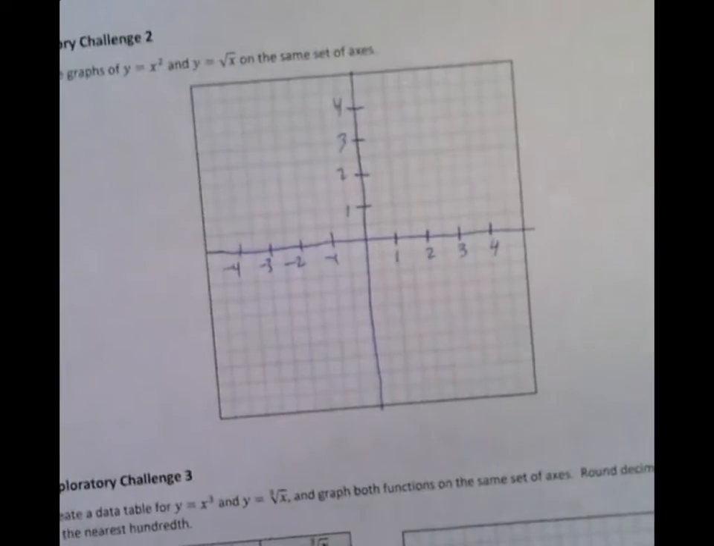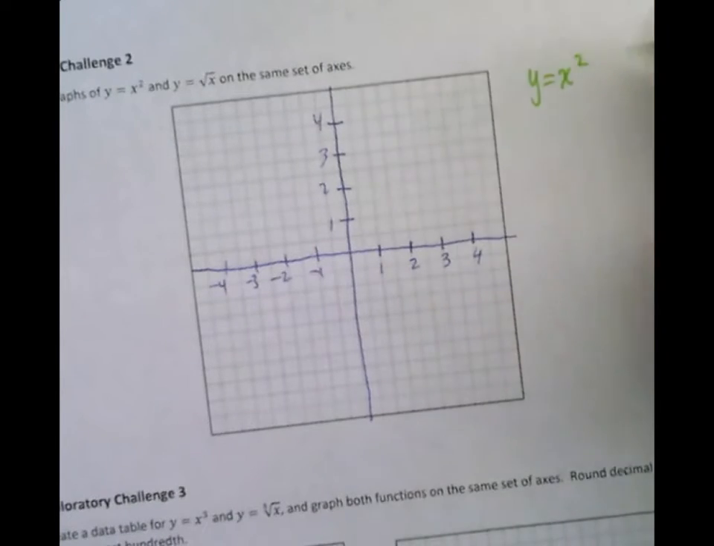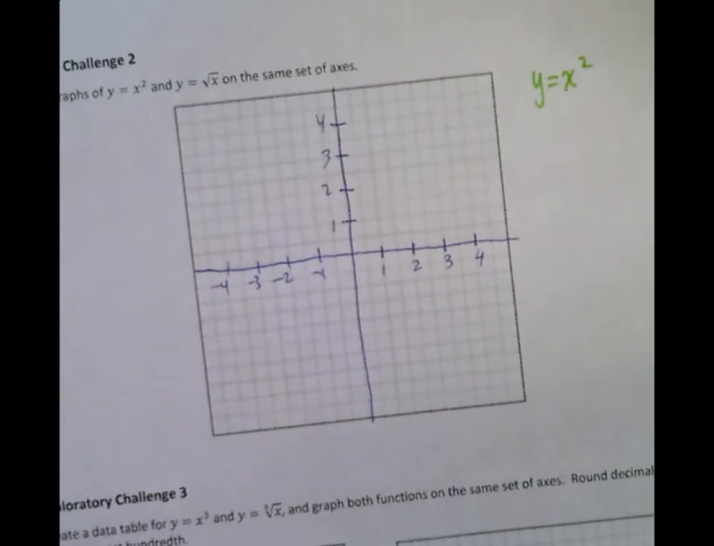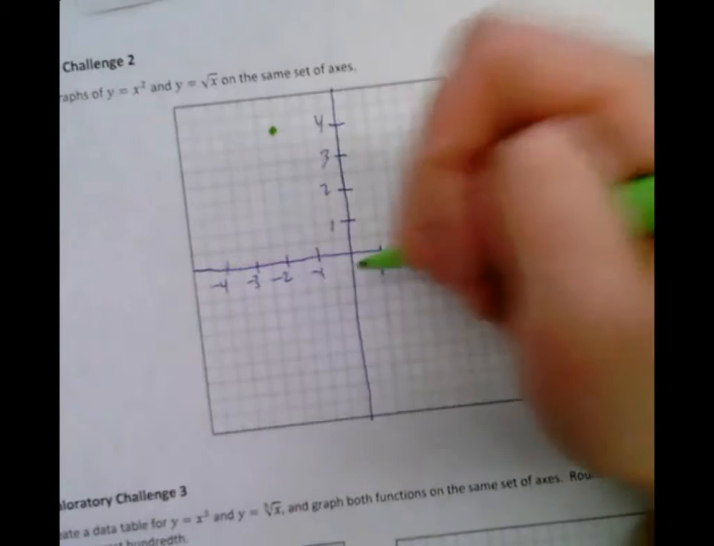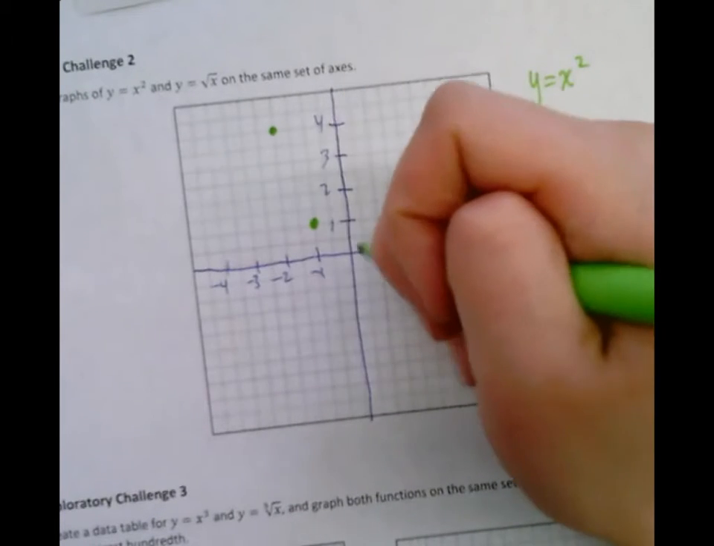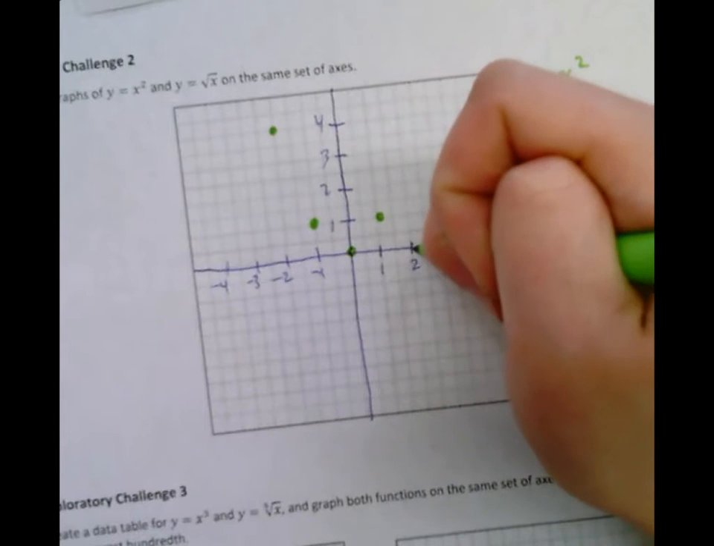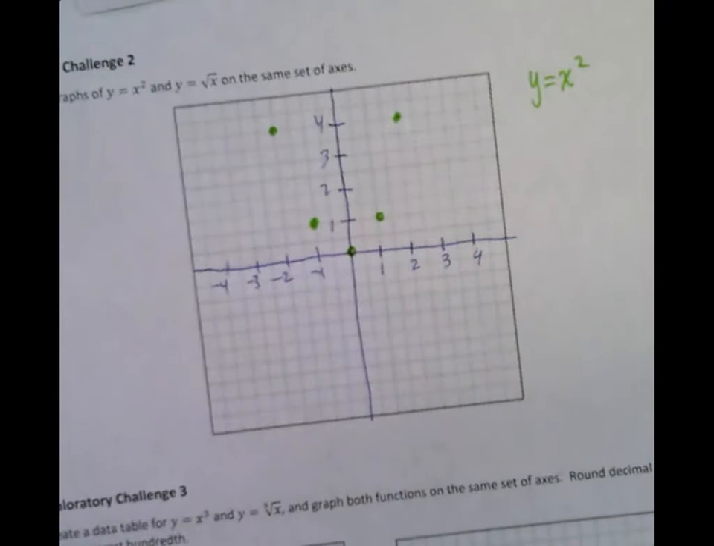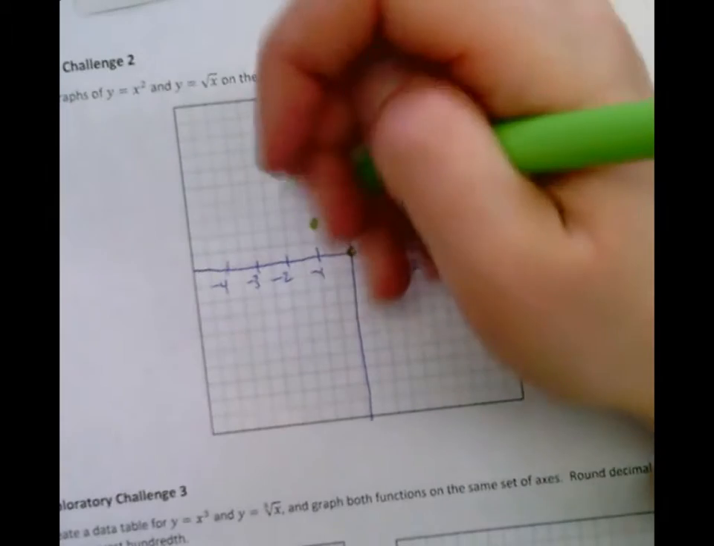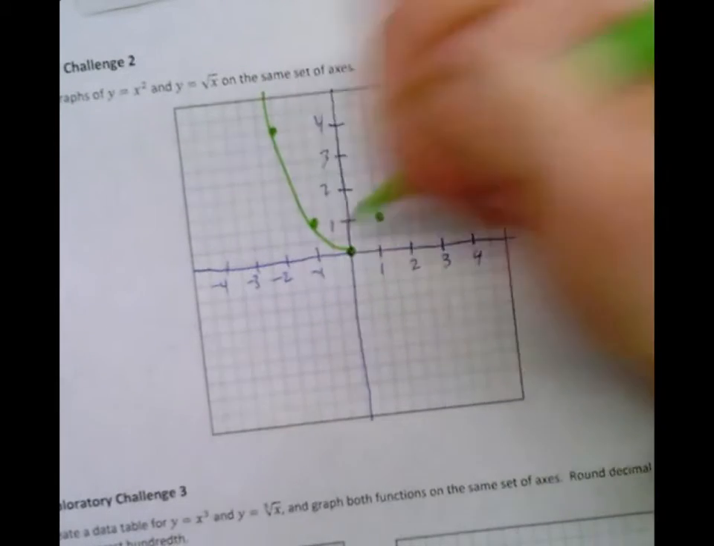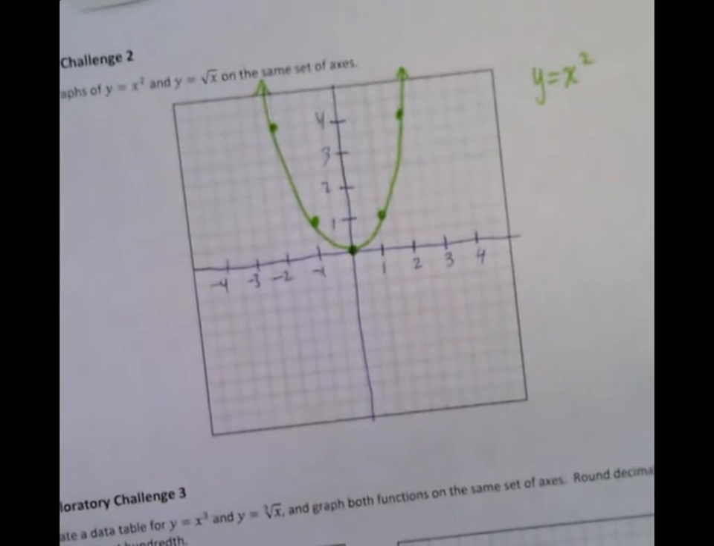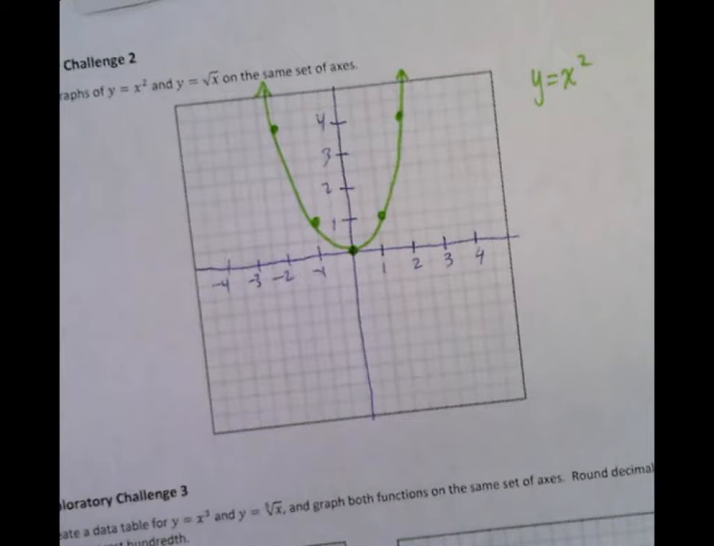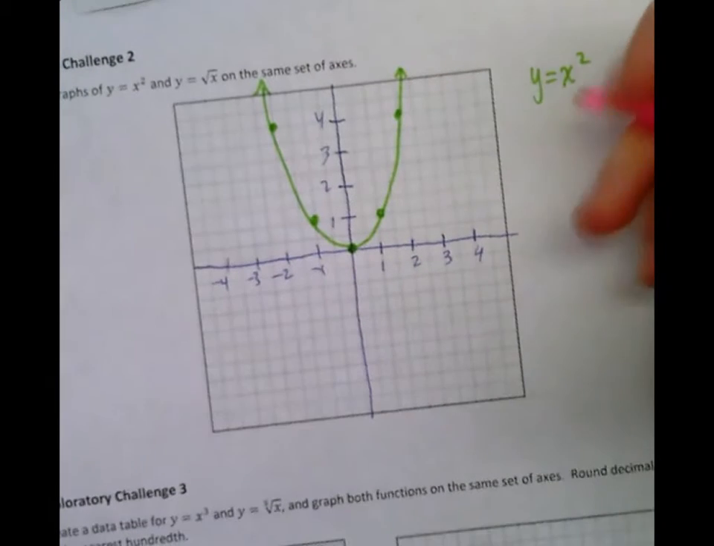So now I'm going to graph x squared in green. So the first point I'm plotting for my table is negative 2, 4. The next point I'm plotting is negative 1, 1, then 0, 0, 1, 1, and 2, 4. Okay, now I'm going to sketch my curve. So that would be the graph of y equals x squared. Do something similar for the square root of x.